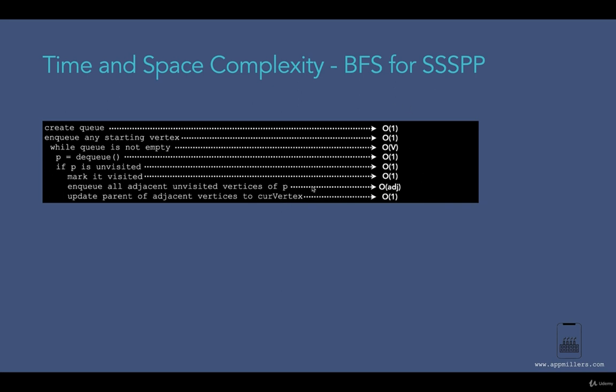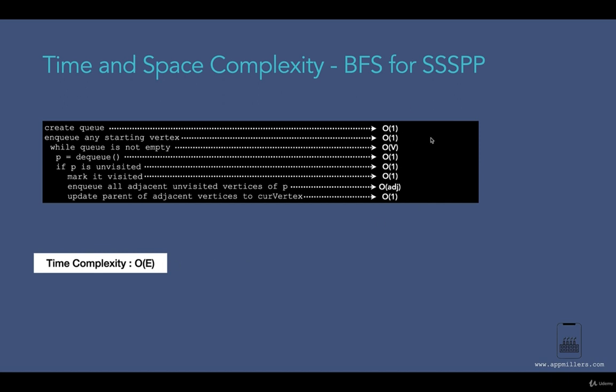Now if you combine all these complexities, it's going to be O(E) time complexity, where E is the number of edges. If you multiply V with the number of adjacent unvisited vertices, this multiplication will give us the number of edges, which is E. That's why the time complexity will be O(E).